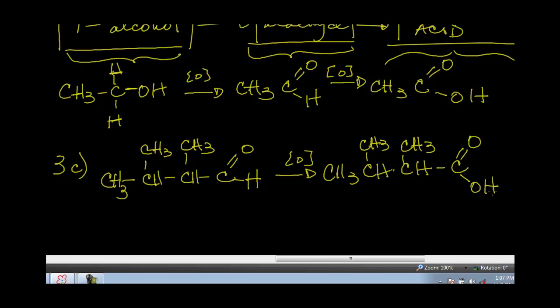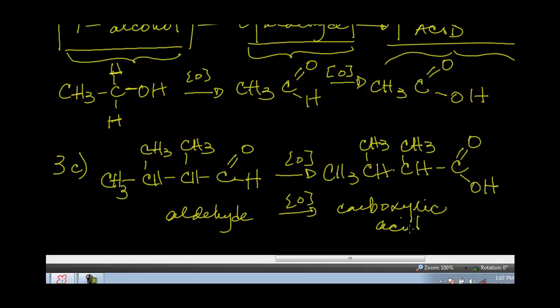So I have an aldehyde oxidizing to a carboxylic acid. And that's not new, right? We did this in the past. Any questions there?